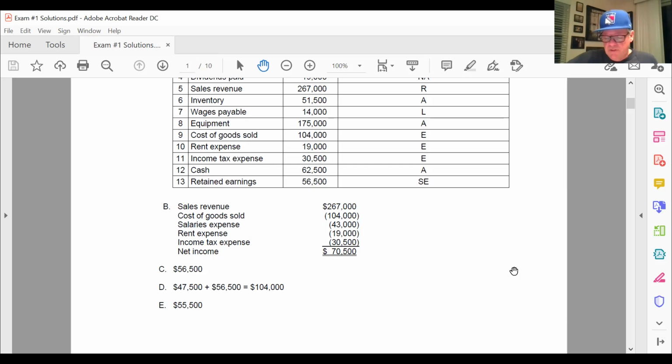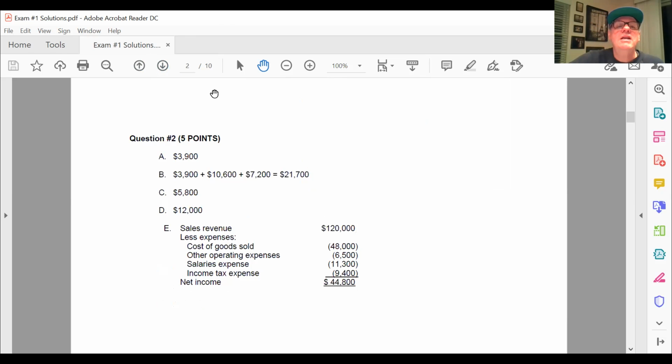Question number 2, they gave us a bunch of accounts in jumbled order deliberately to test your understanding of those. And then based on those, you had to answer a couple of questions. So what was the amount owed to the company Blue Rifle by its customers? So again, that's the accounts receivable. How much were the total current assets? So you had to add up the receivables, the cash, the inventories. Those were your current assets, totaling $21,700.